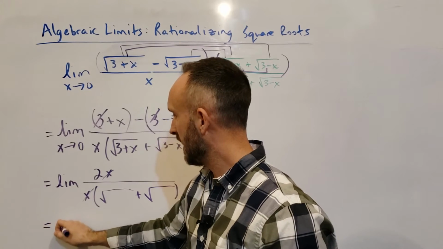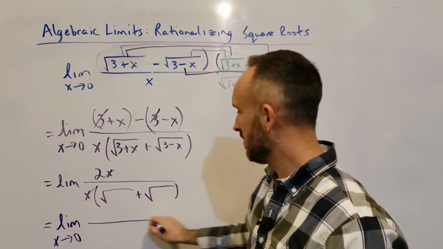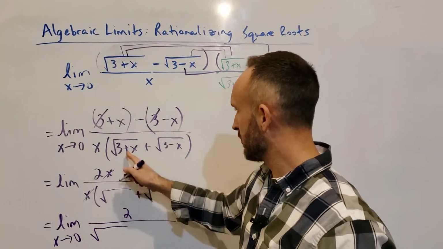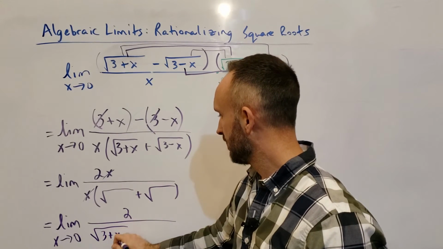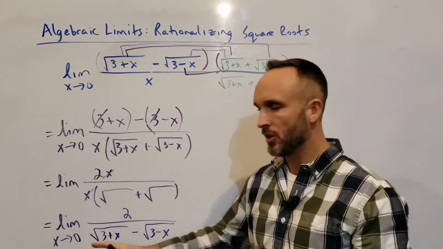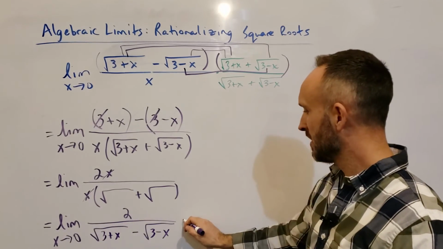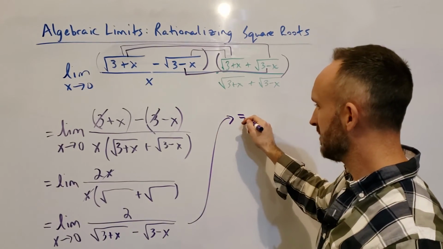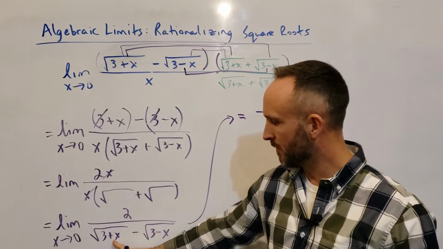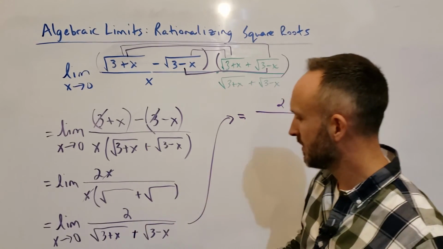And finally, I have the limit as x approaches 0 of 2 over, no x, and I've got the square root of 3 plus x plus the square root of 3 minus x. And all that remains now, because I'm not dividing by x's, I can do direct substitution to see that this equals 2 over, well, I'll plug in 0 for x, I get the square root of 3. Sorry, I copied this wrong. This should be a plus on the bottom.